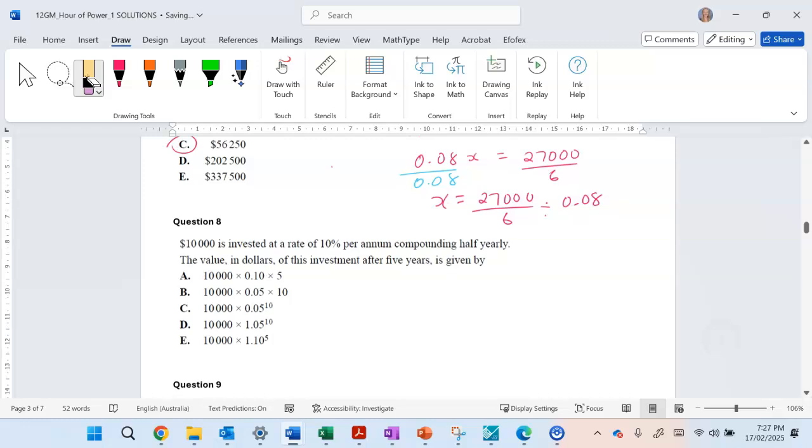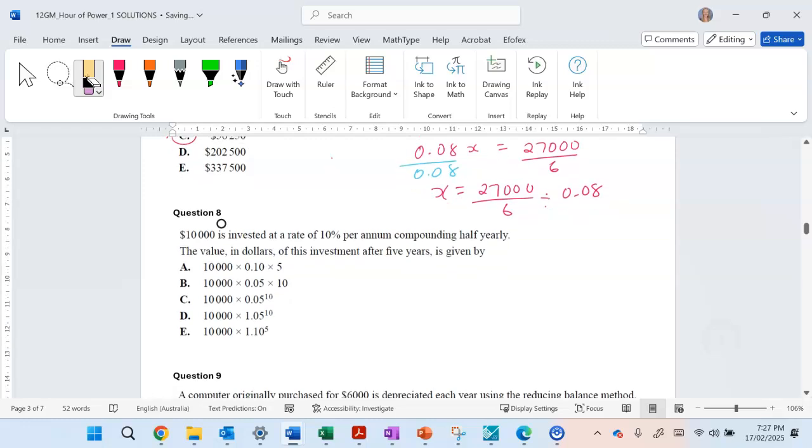All right, moving along. $10,000 is invested at a rate of 10% per annum, compounding half yearly. The value in dollars of this investment after 5 years is given by. So it's compounded. All right, so you can see we don't have just a value. You can work out the value and then work all of these out, but this is just the rule being applied.